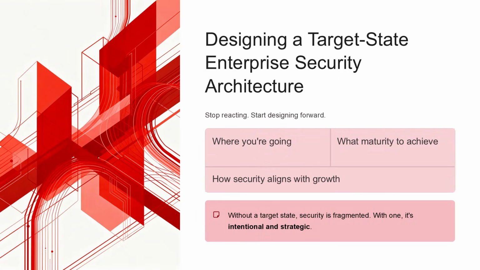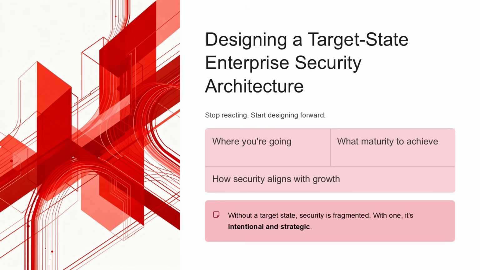If you operate only in reactive mode, you will always be responding to incidents, audit findings, and urgent project requests. But if you want to operate as a true enterprise security architect, you must design forward. A target state architecture defines where you are going, what maturity you want to achieve, what capabilities must exist, how security aligns with business growth. Without a target state, security becomes incremental and fragmented. With a target state, security becomes intentional and strategic.